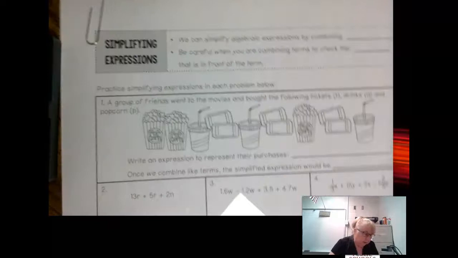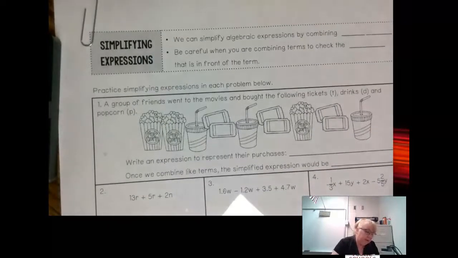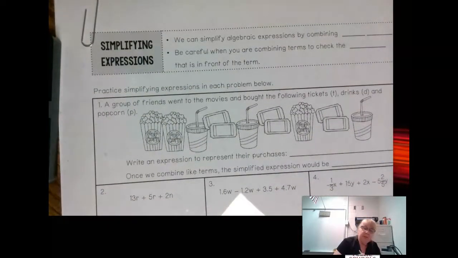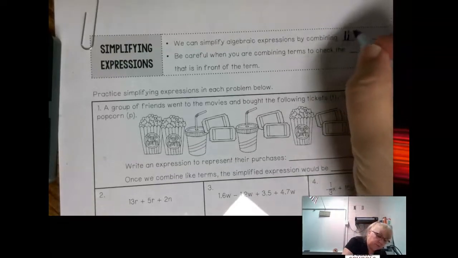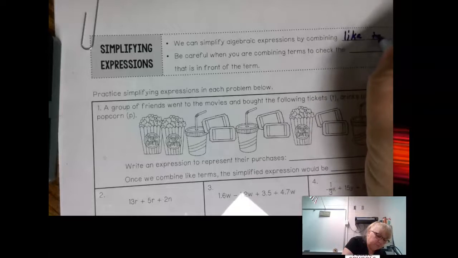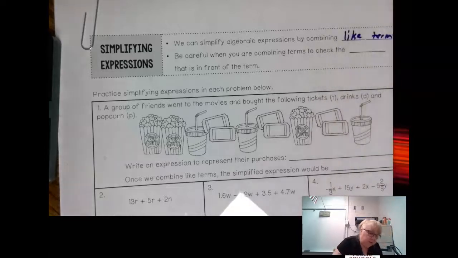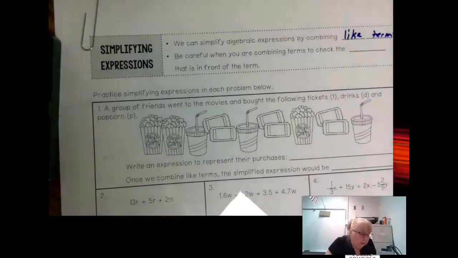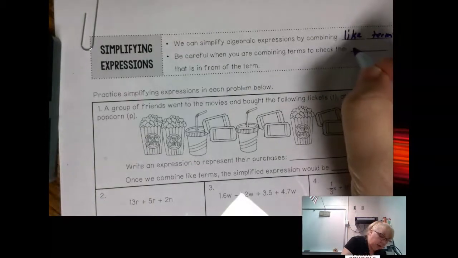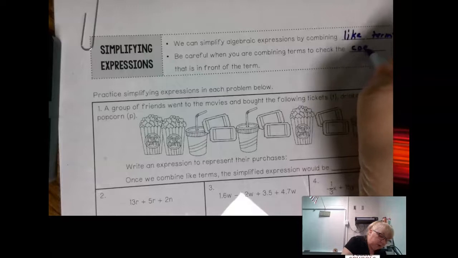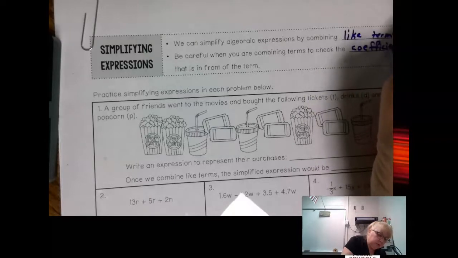Okay, now we're going to try this. We can simplify algebraic expressions by combining like terms. Be careful when you're combining terms to check the coefficient that's in front of the term.